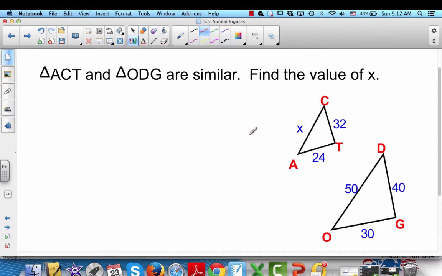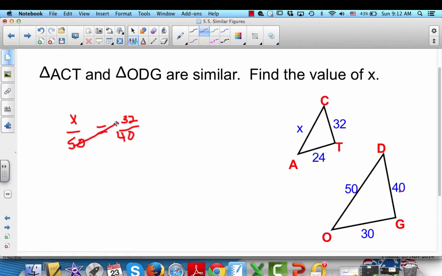We've got x right here. And what does that correspond to? X corresponds to 50. And then we've got to find something else that corresponds. We've got 32, and we've got 40.